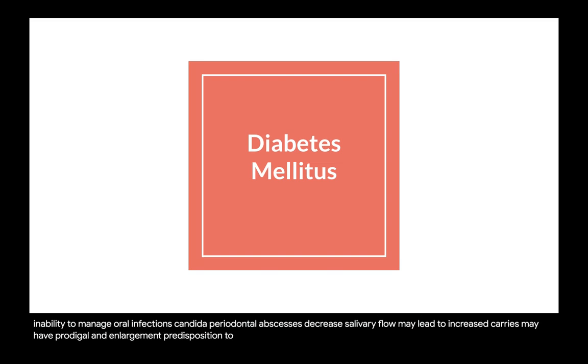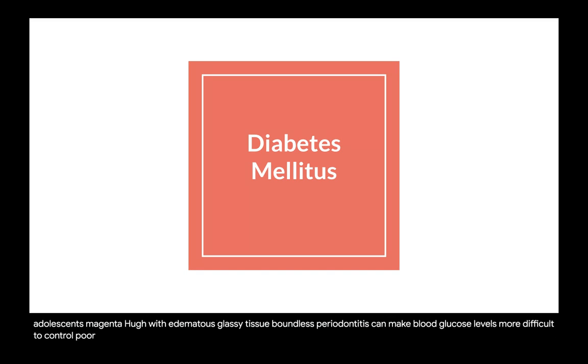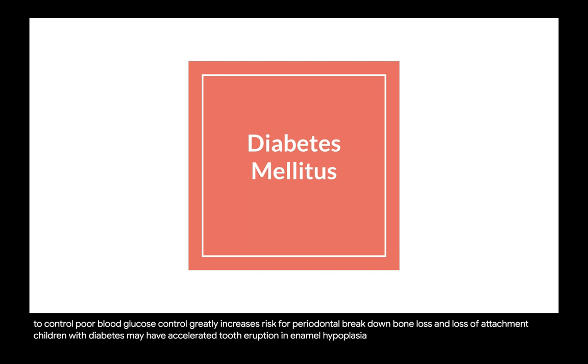Predisposition to aggressive periodontal disease in both types of diabetes, even in children and adolescents. Magenta hue with edematous, glassy tissue, enlarged papilla, mobility, alveolar bone loss. Periodontitis can make blood glucose levels more difficult to control. Poor blood glucose control greatly increases risk for periodontal breakdown, bone loss, and loss of attachment. Children with diabetes may have accelerated tooth eruption and enamel hypoplasia.